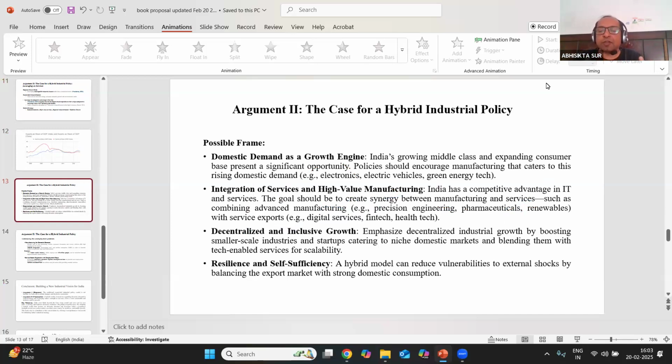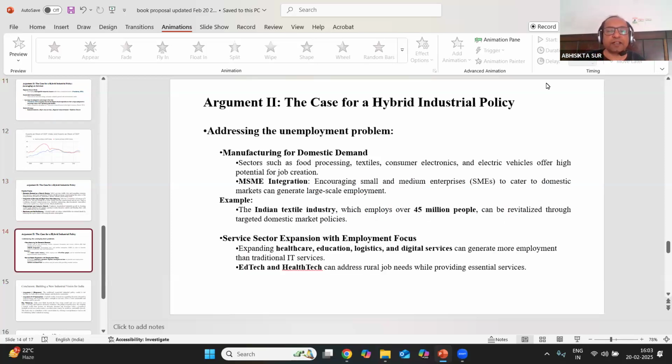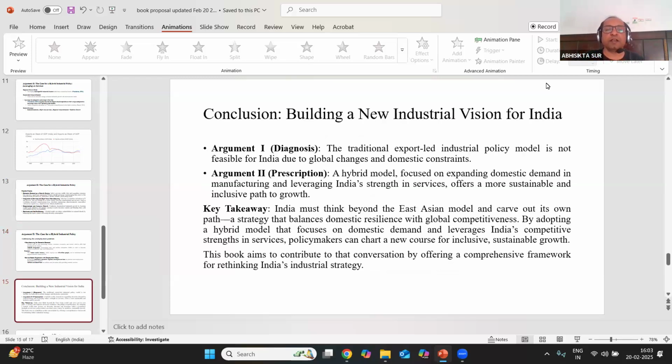If we try to expand our services into fintech and other areas, like the digital economy, where we already have an advantage and are progressing fast, we should capitalize on this and expand to other services-enabled sectors like healthcare, education, and logistics.